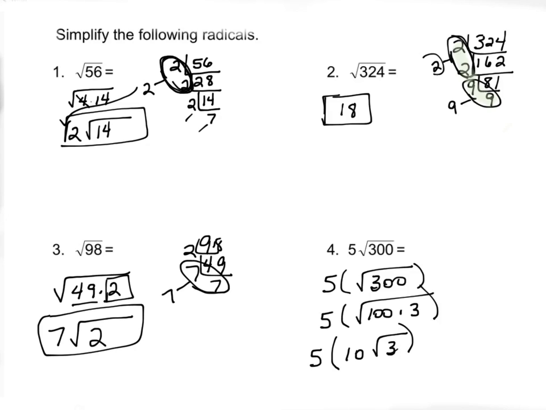So once we get it down that far, we've simplified the square root of 300. Now we just multiply it by 5. Now this 3 is not a 3. The 3 is the square root of 3. So we don't multiply the 5 by that. We only multiply the numbers in front. So 5 times 10 is 50 times the square root of 3. And so that's your final answer.